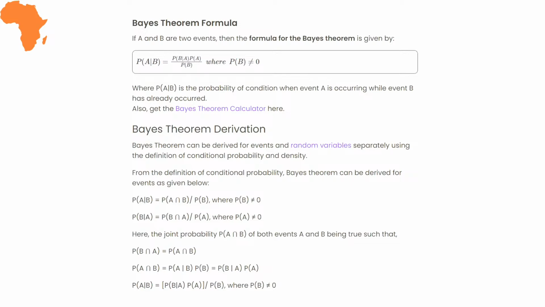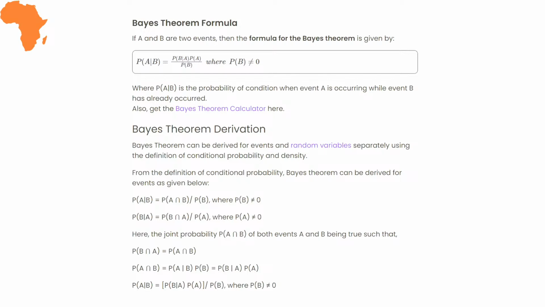So, I'll walk you through this, then we close. A given B is B given A times A, divided by B. It can be derived for events separately. This is the thought process. A given B is A and B divided by B, where the probability of B is not equal to 0. So, B given A is B and A divided by the probability of A, where it is also not 0.